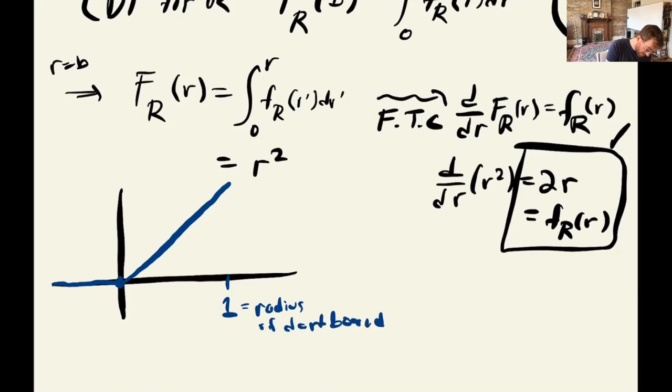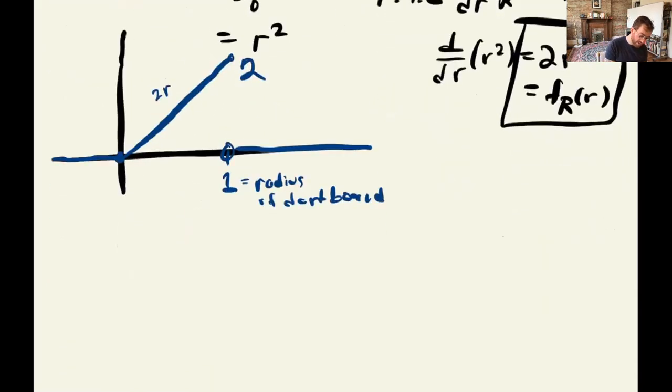But the slope of this function is 2r. So in fact, this ends up equaling 2 at r, before we have to drop back down to 0, because we're assuming we're not hitting anything outside the dartboard. So this illustrates 2 facts.